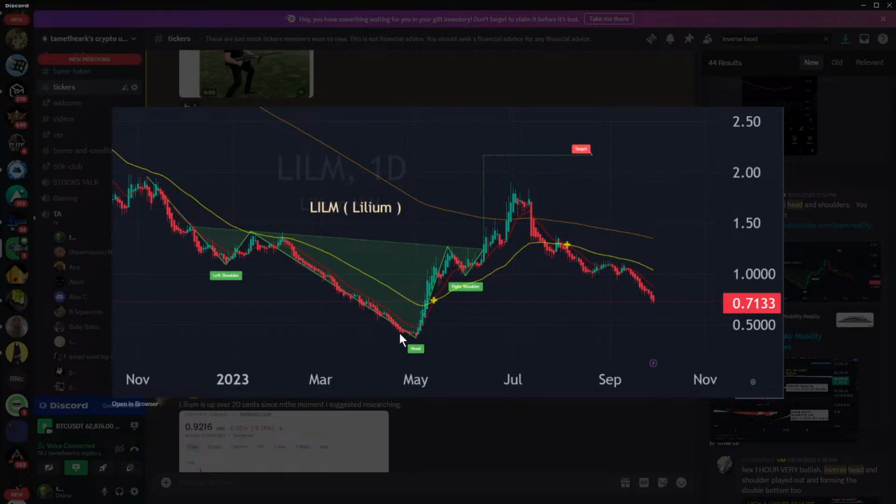So you have the head down here at the bottom. You have the right shoulder. You have the left shoulder. And it had that price target up here. Very bullish price target. I don't think we've hit it yet, but we're going to pull up the Lilium chart real quick and go from there, just to see how that stock played out. So it was about 71 cents when I made this chart. It was on the daily time frame.